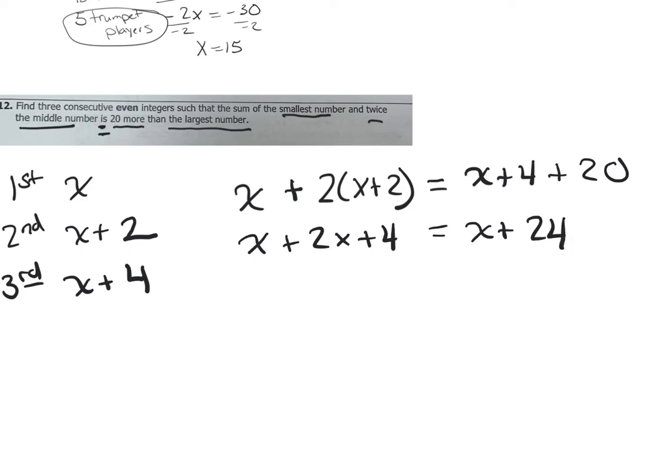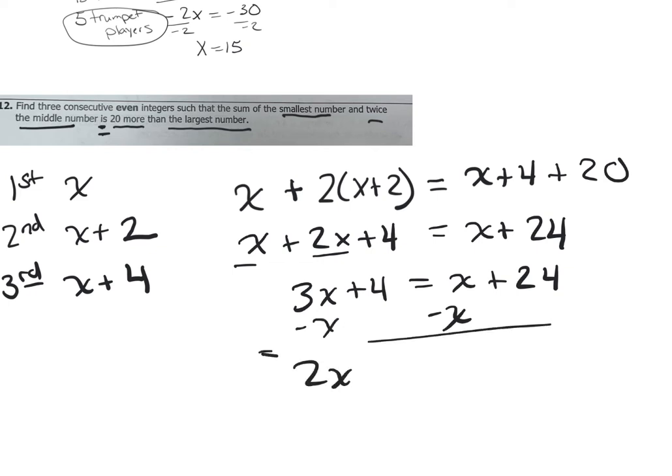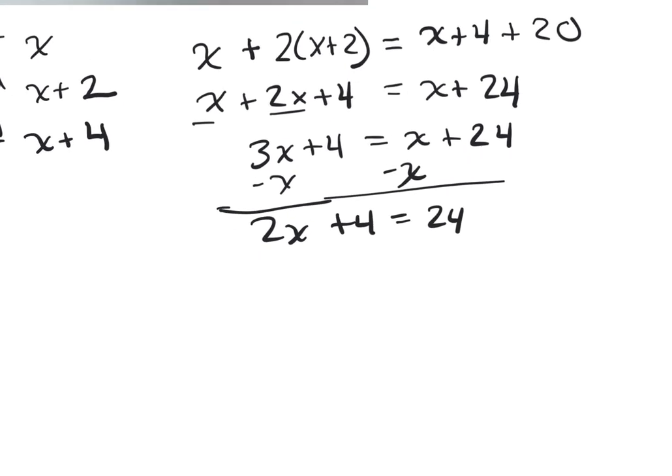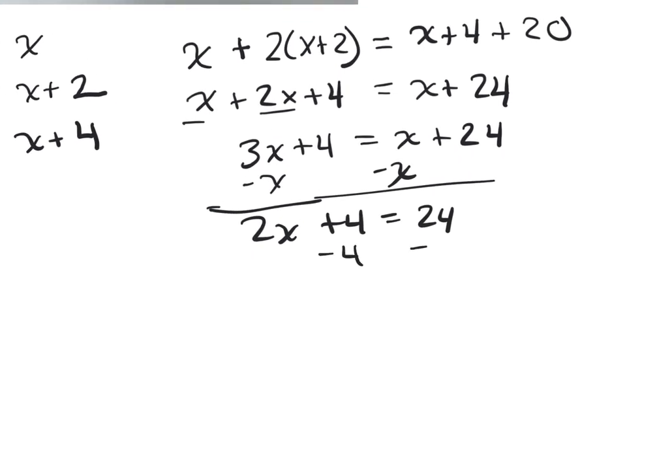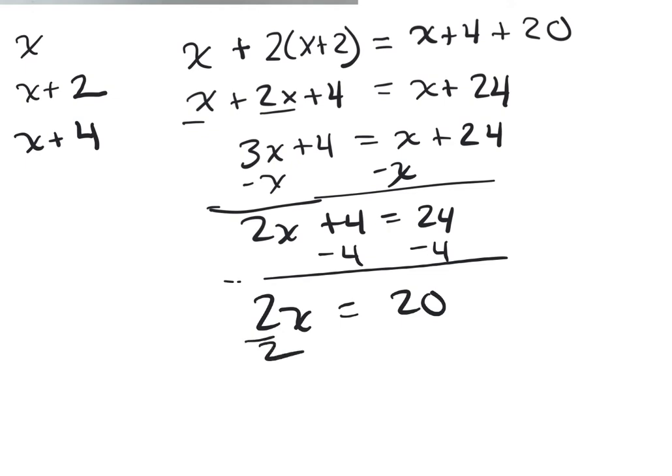We still need to combine on the left side, right? 3x plus 4 equals x plus 24. Minus your x over. So 2x plus 4 equals 24. Minus your 4. And then you need to divide by 2. So x equals 10.